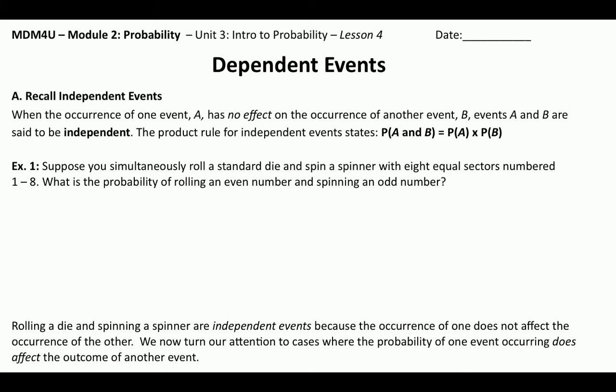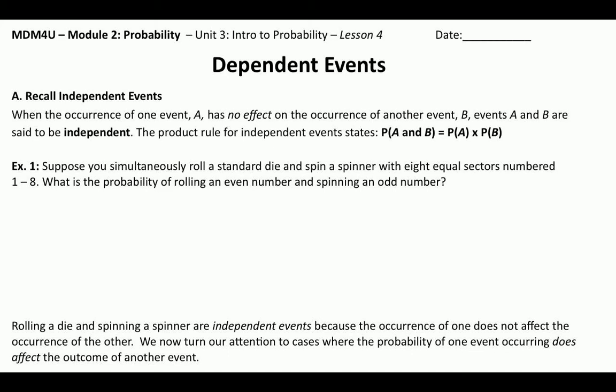We introduced the product rule for independent events, and we can see it here. It's a compound event. Let's take a look at an example, just to refresh our memory about what independents were. Let's say you simultaneously roll a die, and you spin a spinner with 8 equal sectors, numbered 1 to 8. What's the probability of rolling an even number and spinning an odd number?